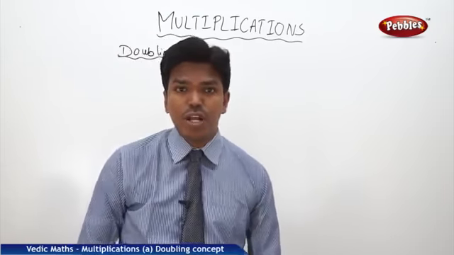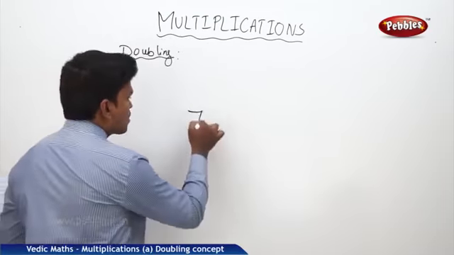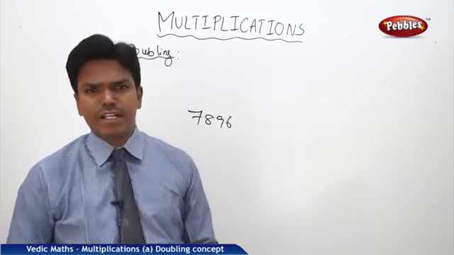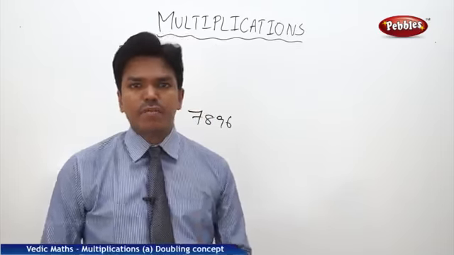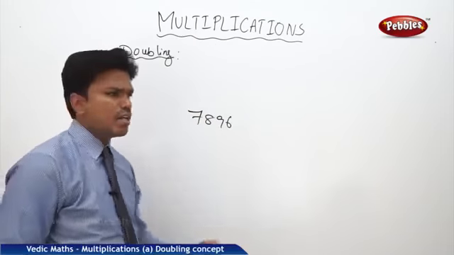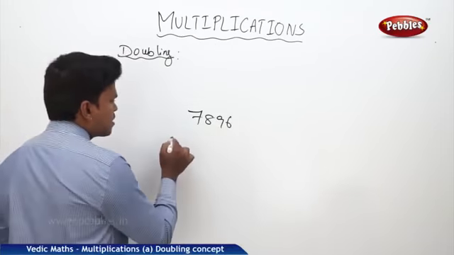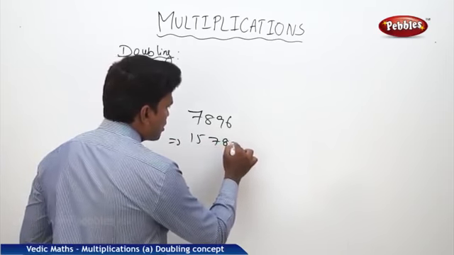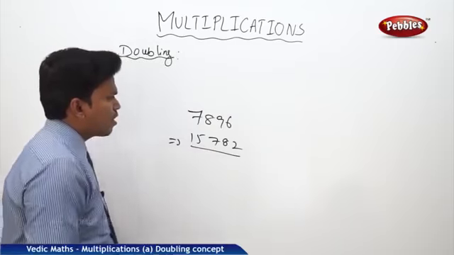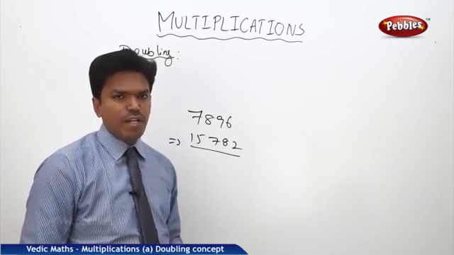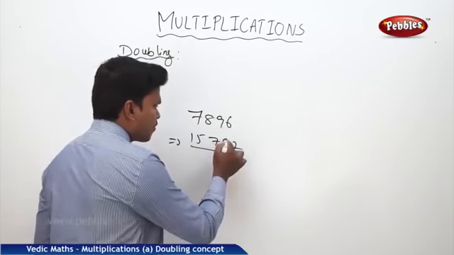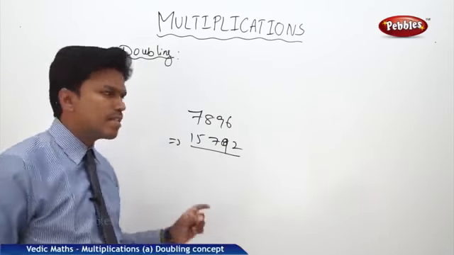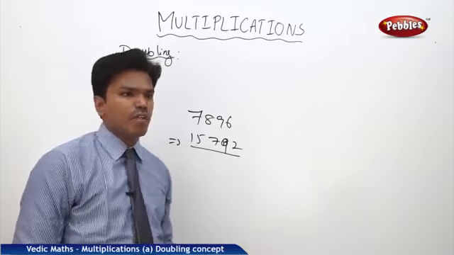But if I ask you immediately what is the double of some number like 7896, I know you cannot say immediately, but in our Vedic maths it can be written very fast. The double of 7896 is 15792. So just like that, within a few seconds we are able to tell the double of the number.